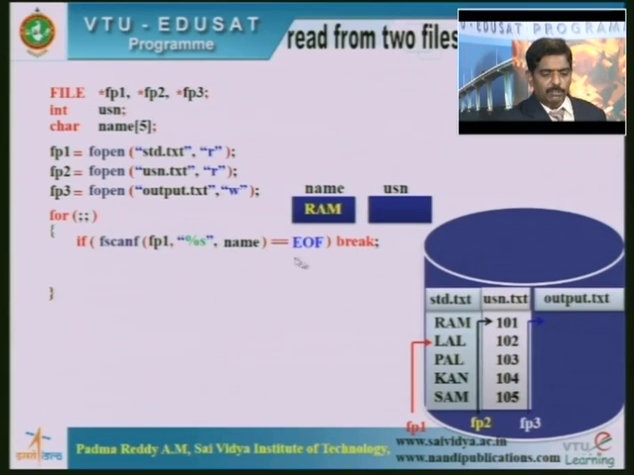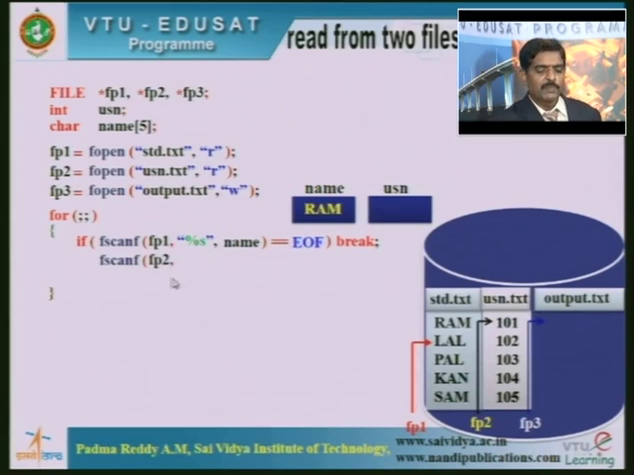If it is not equal to end of file, this break will not be executed. On similar lines, I read from usn.txt. We have pointer fp2 which points to the beginning of usn.txt. So whenever we want to read the data from usn.txt, we have to use file pointer 2, because fp2 points to the beginning of usn.txt.